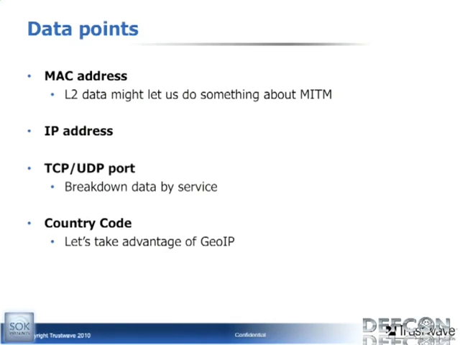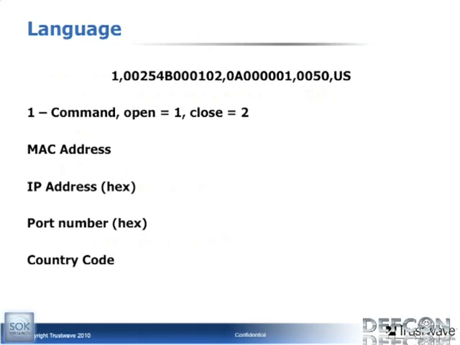So, data points. Here's what I'm sending: MAC address, IP address, TCP or UDP port, and country code. Here's what it looks like. I can say I wrote my own protocol, but really all I did was take 1 for open, 2 for closed, and then put a bunch of other stuff in hex separated by commas. If you could call that a protocol, then yeah. So when I'm trying to show off in front of the girls, I say I wrote my own protocol, but really you guys know the truth. It's just that many characters, however many characters that is, across the serial link.